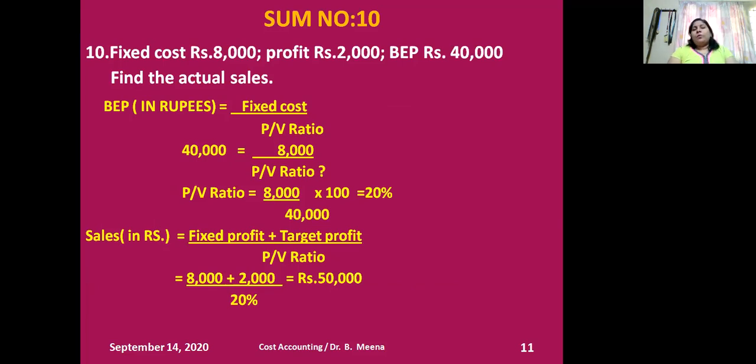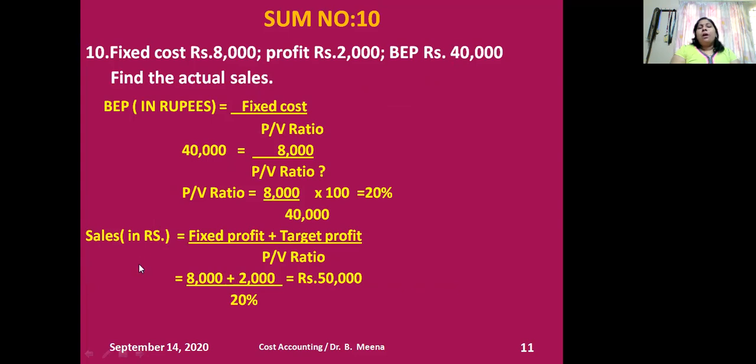Fixed cost is 8,000, profit is 2,000, BEP is rupees 40,000. Find the actual sales. Usually they will ask for BEP, right? But when the BEP answer is given, we have to use this information to find out one thing. Then we'll find out actual sales. So how to calculate the sales?